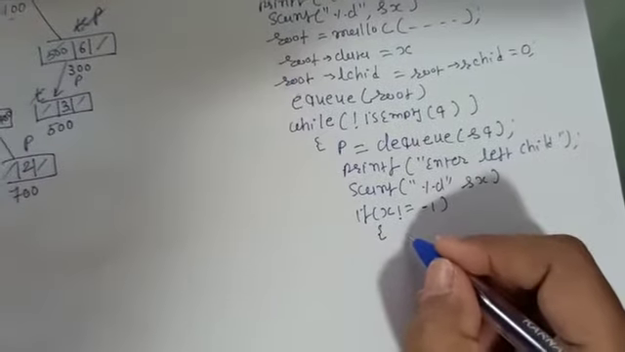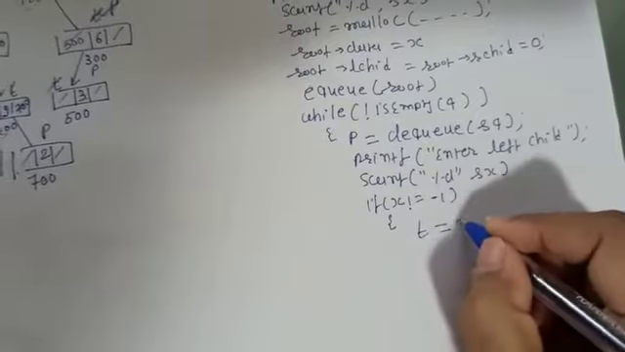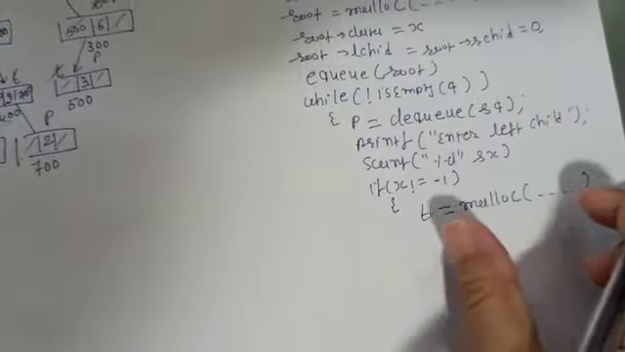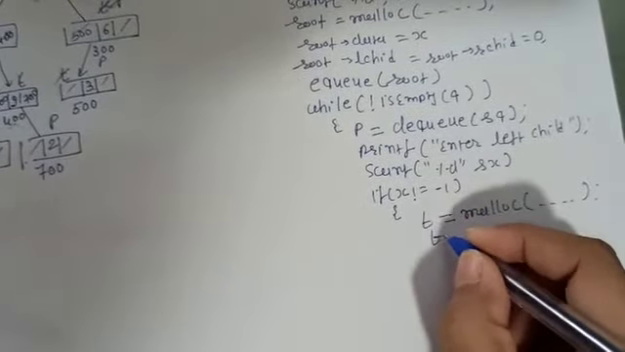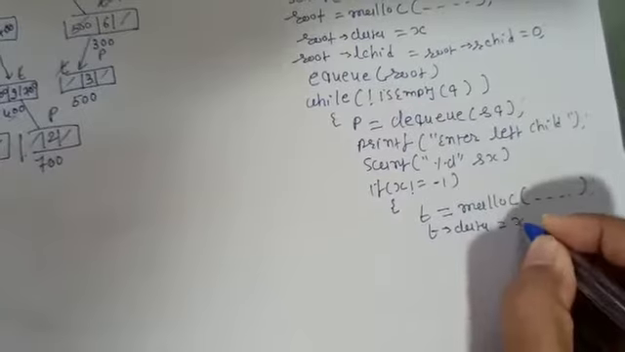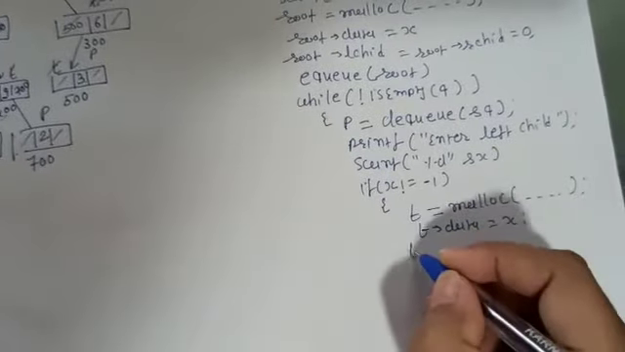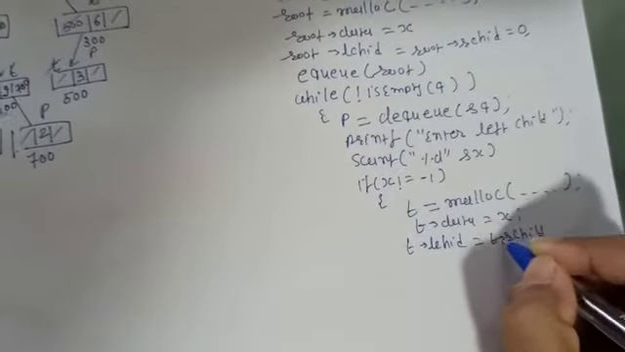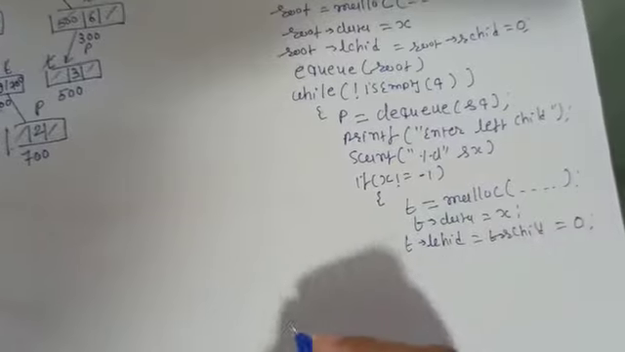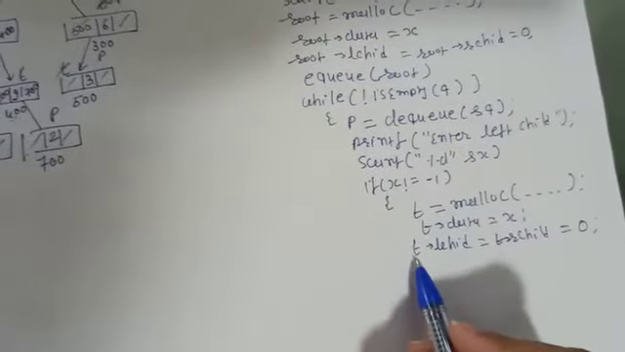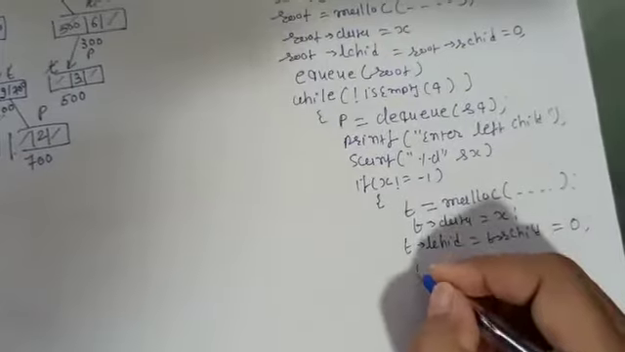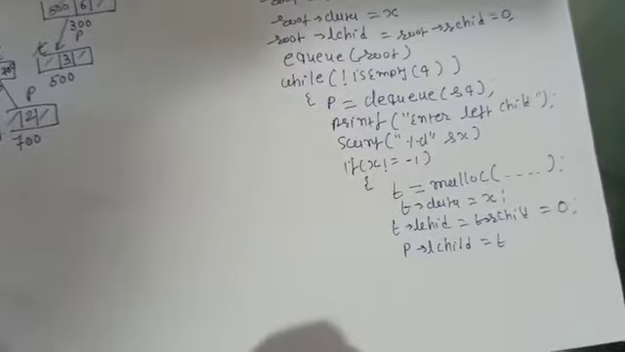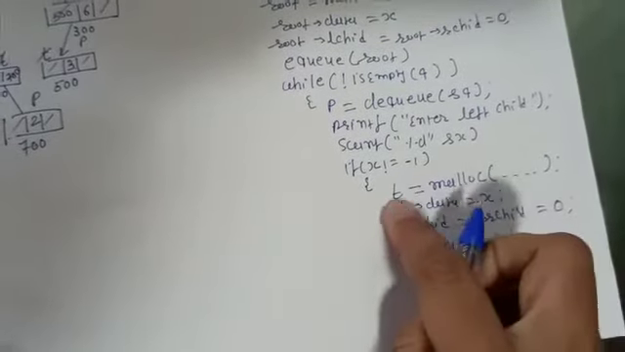So we will create this temporary node, t is equal to malloc. So we have created this temporary node. Now we will insert the data is equal to x. Then we will set both t of L child and t of R child to 0. Now we have to set this t to the left of p. So p of L child is equal to t.